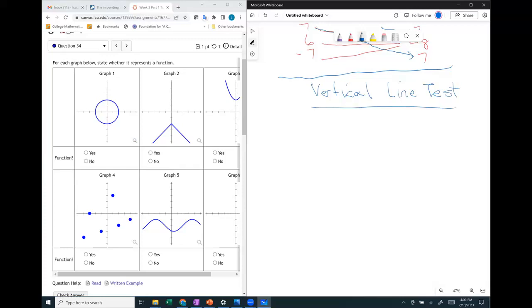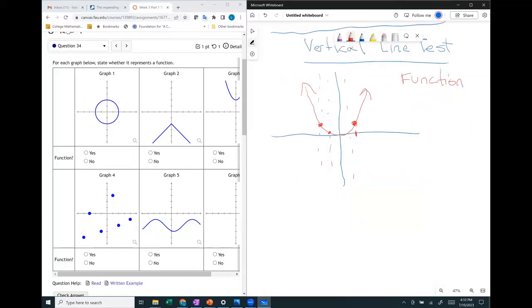Because of the way a function is defined, I can also see it on a graph. For example, if I have a graph that looks like this, and I put a straight up and down line everywhere, notice it's only going through one point. Here, that's 1 point, 1 point, 1 point. No matter where I go, it's only going through 1 point. This is a function. For every value of x, there's only one value of y.